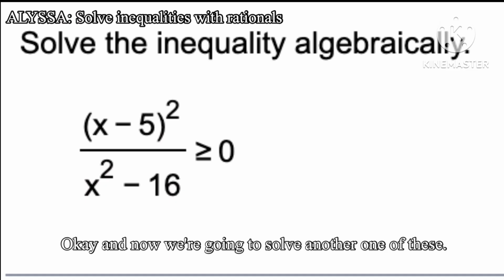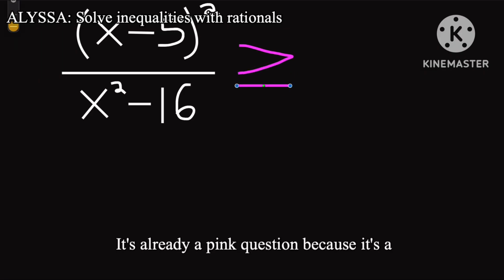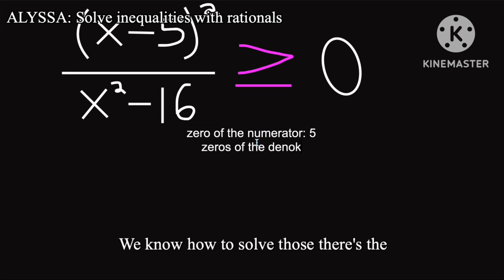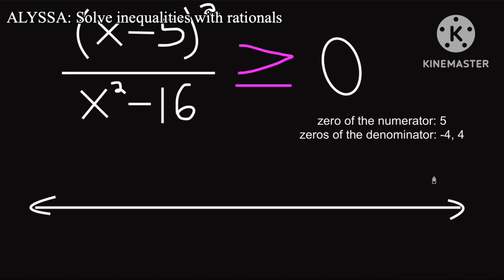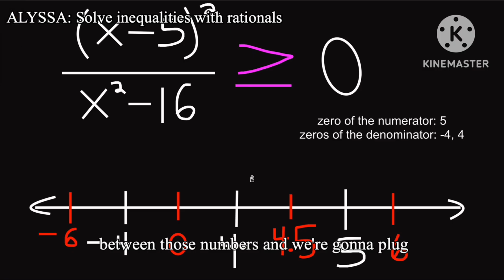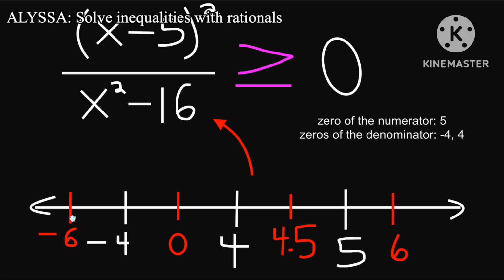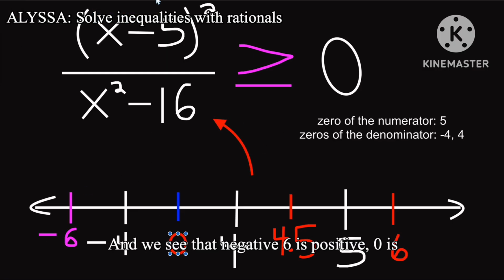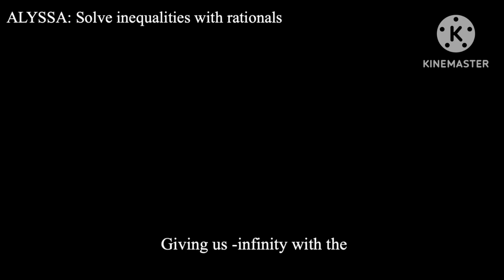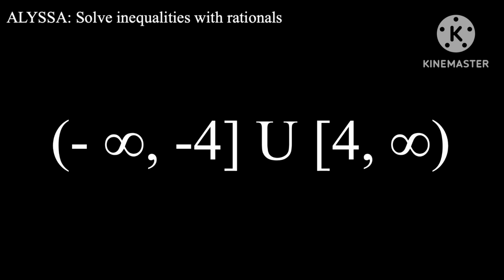Okay, and now we're going to solve another one of these. It's already a pink question because it's a greater than sign. And the zeros of the numerator, we know how to solve those. Zeros of the denominator, aka asymptotes. We're going to make our number line, put all our numbers on there, put numbers in between those numbers, and we're going to plug them into our equation. And we see that -6 is positive, 0 is negative, 4.5 is positive, and so is 6, giving us -infinity with the parentheses, comma, -4, bracket, in union with bracket 4, and positive infinity with the parentheses.